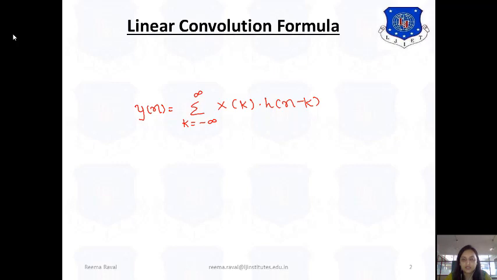Now in previous sessions we have seen the linear convolution in this formula. The formula is y of n equals summation of k equals minus infinity to infinity x of k into h of n minus k. We are going to use this formula.